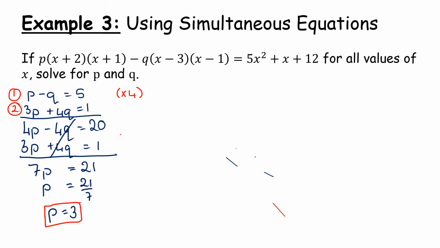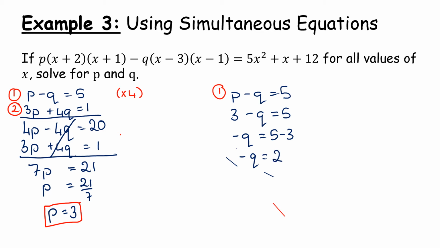Going back to equation 1 then, you can work with any equation to get q. I'm going to use 1 because it's the simplest. p minus q equals 5. I now know p is 3, so 3 minus q is equal to 5. Subtracting a 3 from both sides, I get 5 minus 3. Minus q is equal to 2, therefore q, dividing across by minus 1 or changing the signs, whichever way you want to think about it, q gives me minus 2. And there's our answer.